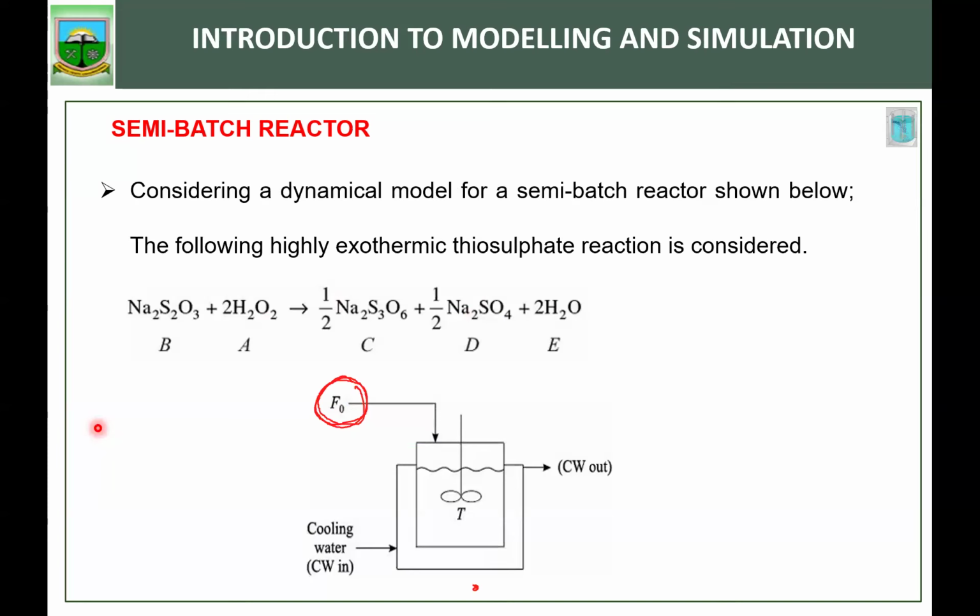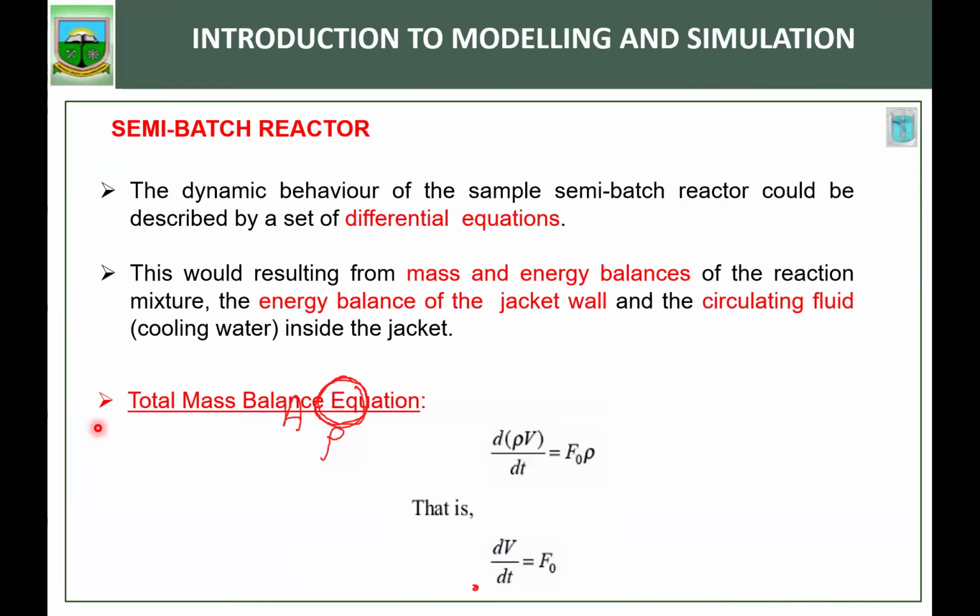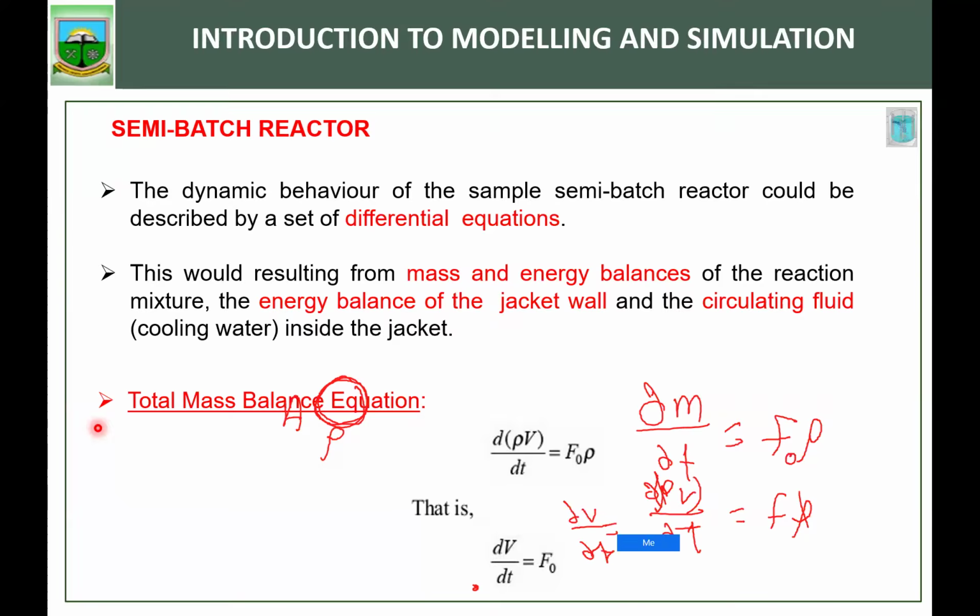And then at a certain density. That's A. So if you want to check this one, the total mass balance, this dM/dt will be equal to what? The flow rate of A times the density of A. Now, if the densities are the same, we know that M is equal to density times volume, so dM/dt is equal to density times flow. So density will cancel density out. So we now have dV/dt is equal to the flow in.